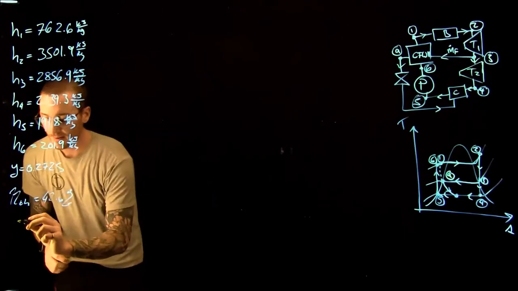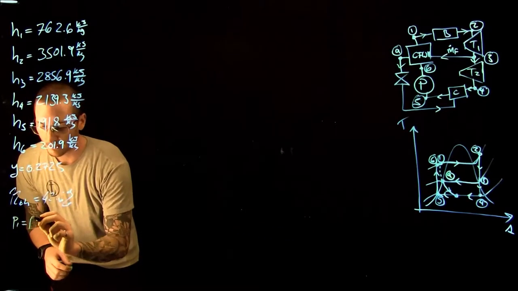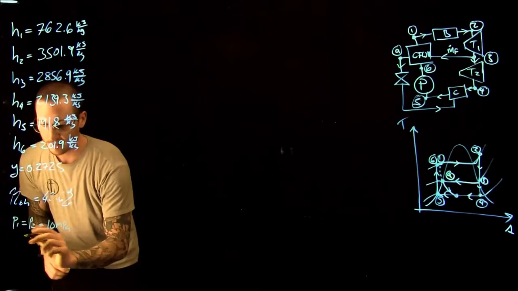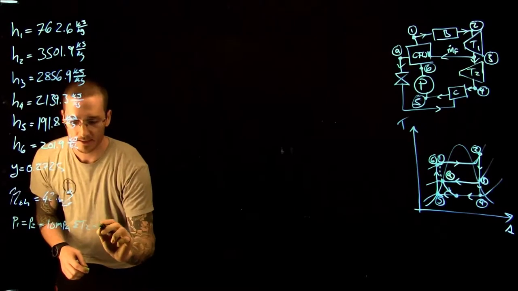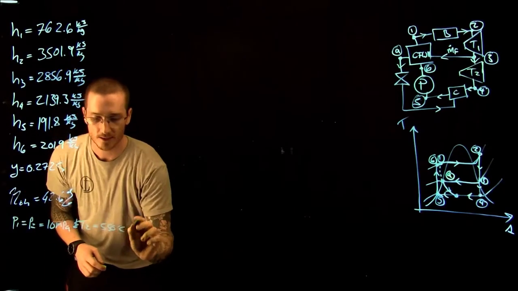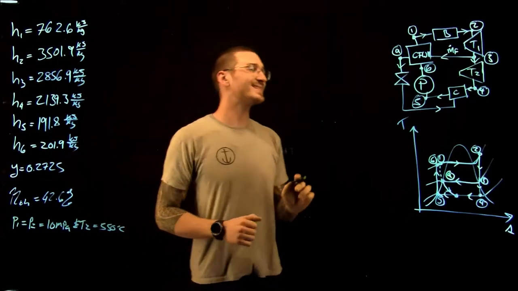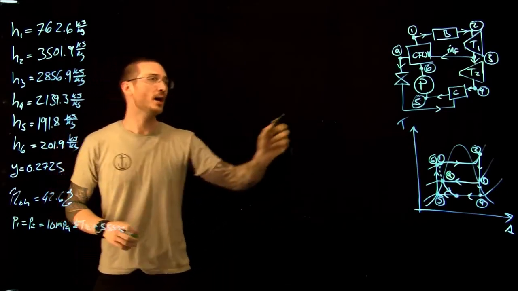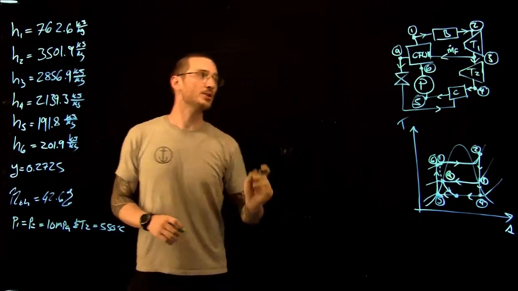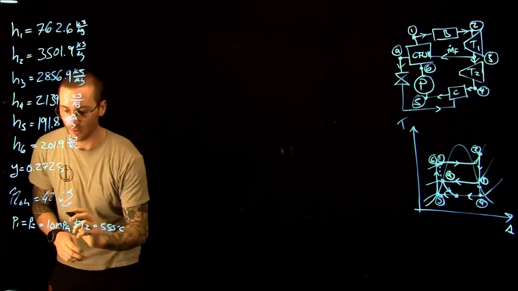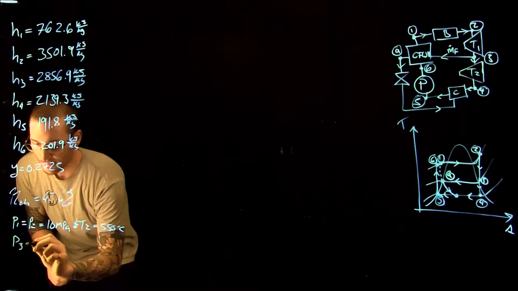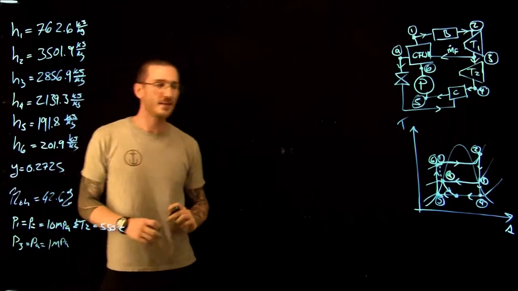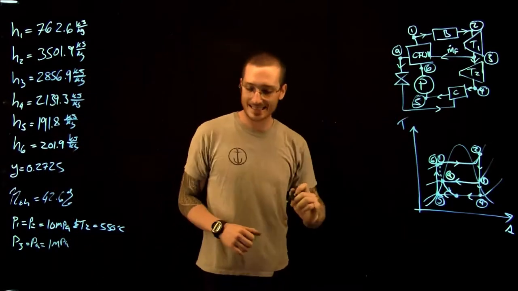So we can say that P1 is equal to P2 is equal to 10 megapascals and T2 is equal to 550 degrees C. We're also told that steam is extracted at 1 megapascal. So the pressure at 3 is equal to the pressure at 8 is equal to 1 megapascal. So P3 is equal to PA is equal to 1 MPa. And then we're told that the condenser operates at 10 kPa.